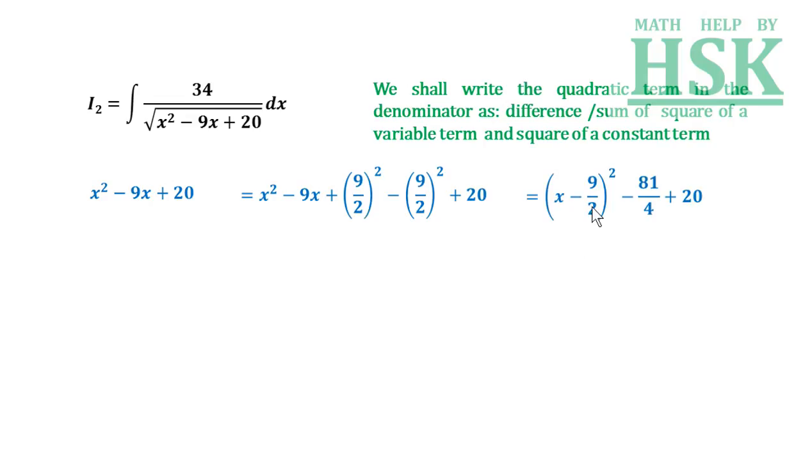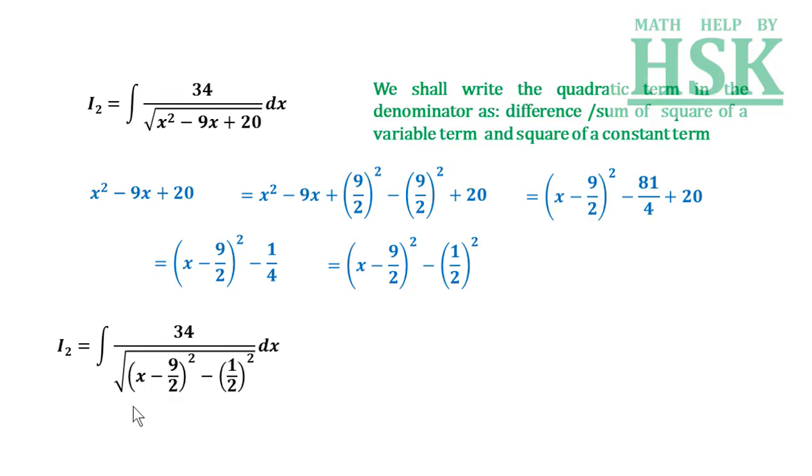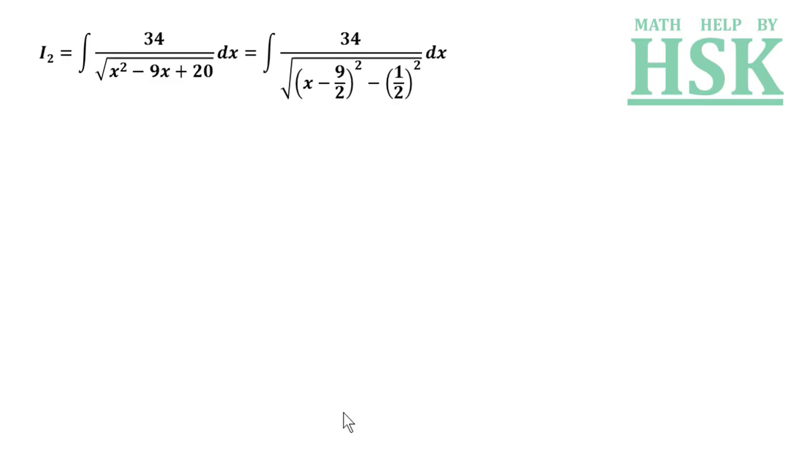So this will be equal to x minus 9 by 2 whole square. This on squaring gives me 81 upon 4. On simplifying this, it is very easy to solve. I'm going to get this as minus 1 by 4. 4 into 20 is 80, so it's quite simple. So this gives me x minus 9 by 2 whole square minus 1 by 4. This 1 by 4 can be written as 1 by 2 whole square. So I'm going to place, instead of x square minus 9x plus 20, this value. So I2 is equal to 34 upon square root of x minus 9 by 2 whole square minus 1 by 2 whole square. Okay. Now to solve further, what has to be done?